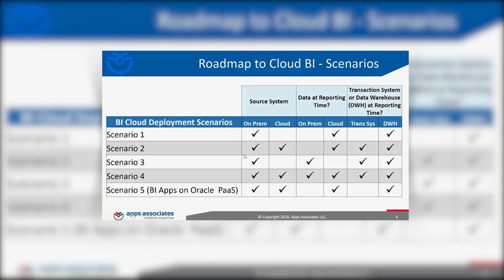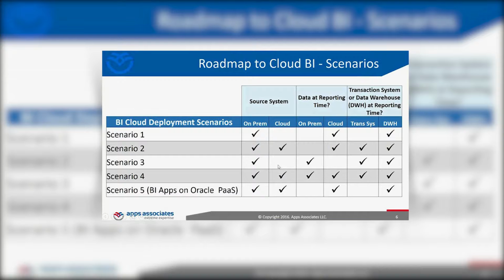Now, the second scenario is similar to the first, but we make it just a little bit more complex. We say, well, we have some on-prem systems, but we also have some cloud systems. Our company has started to branch out to the cloud for certain applications, and we want to bring it together in the cloud. The data is going to be in the cloud at the time we're reporting on it, whether it's from an on-prem system or the cloud. And it's going to be either in a data warehouse or a transaction system. A transaction system would be a cloud-based transaction system.